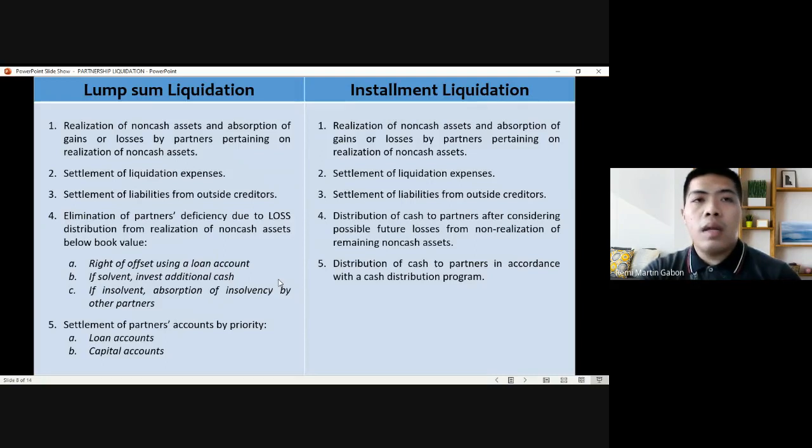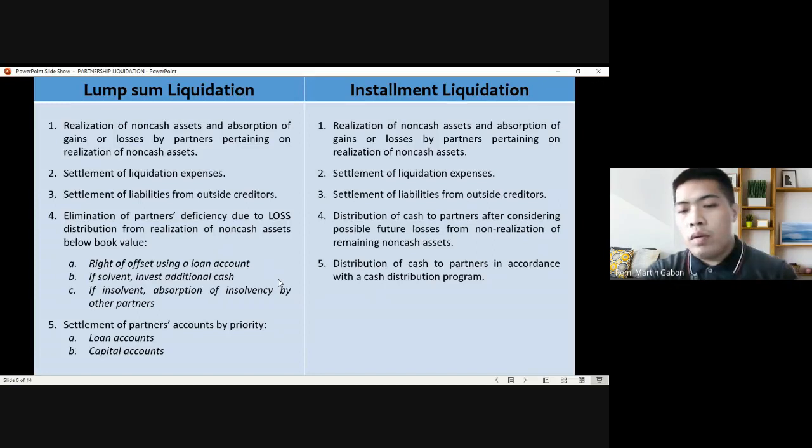Let's compare lump sum liquidation with installment liquidation when it comes to accounting. Okay, so we're going to pattern everything, both lump sum liquidation and installment liquidation, to the general four-step model. So we're going to pattern there, and we're going to compare the difference between lump sum liquidation and installment liquidation process. Now, for lump sum liquidation and installment liquidation, they have both realization of non-cash assets and absorption of gains or losses by partners pertaining to the realization of non-cash asset.